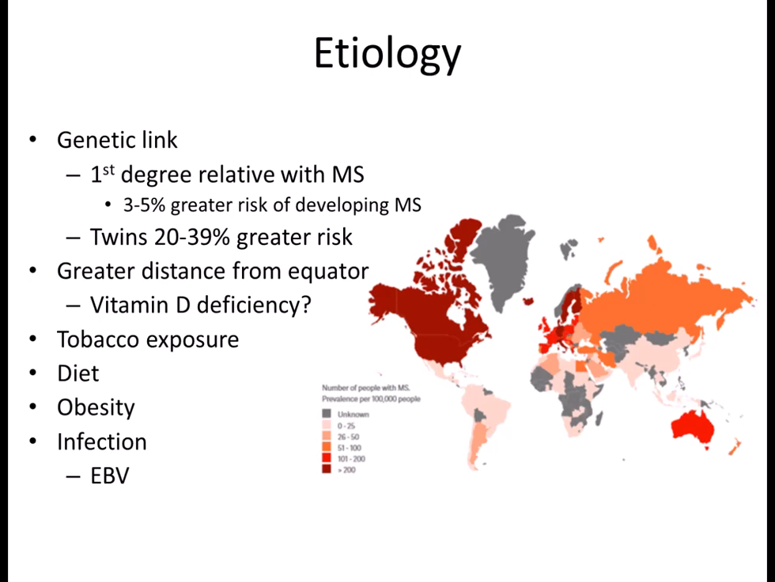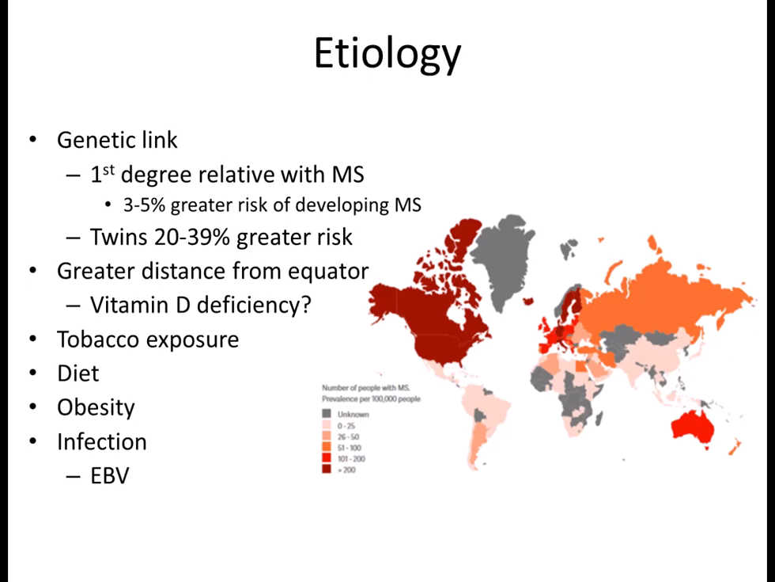Okay, the equator phenomenon is depicted in the right-hand side of the slide, with the darker color being those individuals who are at greater risk for developing MS. And you can see that there's a lot of people who are living in the temperate zone who are more apt to develop MS.